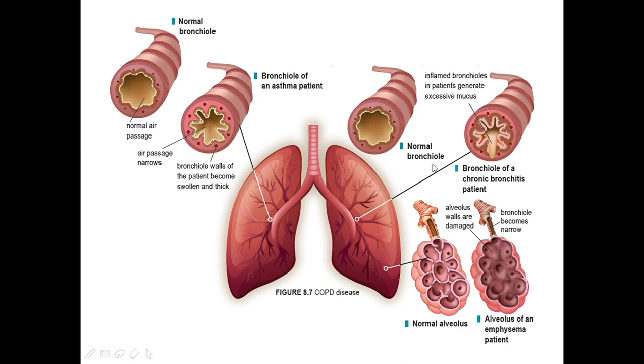So here is the bronchiole of a chronic bronchitis patient, in which the inflamed bronchioles of the patient will generate excessive mucus, so it may cause the bronchiole to block. Okay, and this one is the normal alveolus compared to the alveolus of an emphysema patient, in which the alveolus walls are damaged and the bronchiole becomes narrow, so that will reduce the air passage.